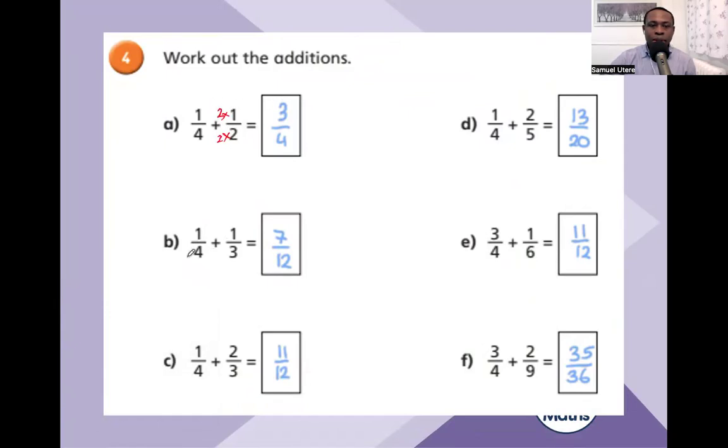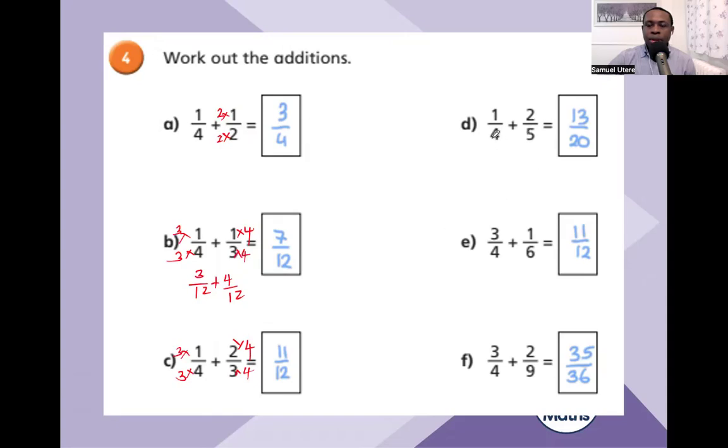Here, you multiply, the common multiple is 12. So you multiply that by 3 and multiply that by 4. So this will now be 3 over 12 add 4 over 12, which is 7 over 12. Here, the common multiple is still 12, so we'll multiply that by 3, and we'll multiply this by 4. So this becomes 3 over 12 plus 8 over 12. 3 plus 8 is 11.